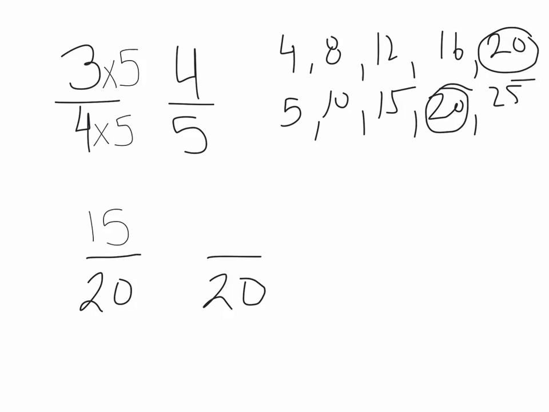Well, what about 4/5? What did I do to 5 to get it to 20? Well, I multiplied it by 4. So I have to do the same thing I did to the denominator to the numerator. So this is now 4 times 4, which is 16. Now, since these are like denominators, it's much easier and clearer to see which one is larger and to compare them. And 16/20ths is larger than 15/20ths.